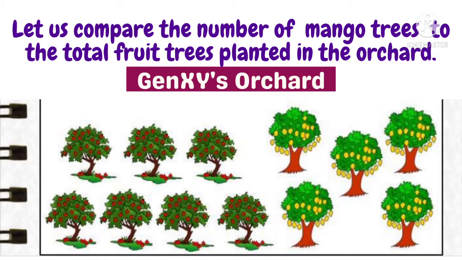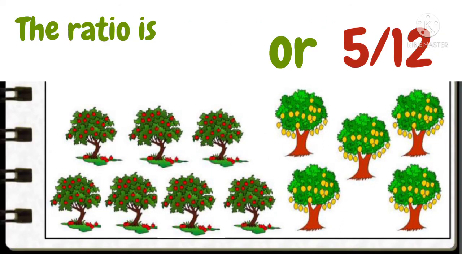Let's compare the number of mango trees to the total fruit trees planted in the Genesis orchard. Here is the ratio: 5:12 or 5/12.